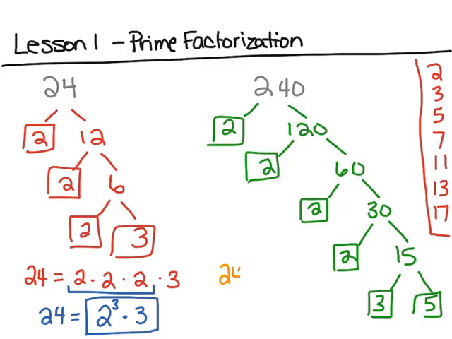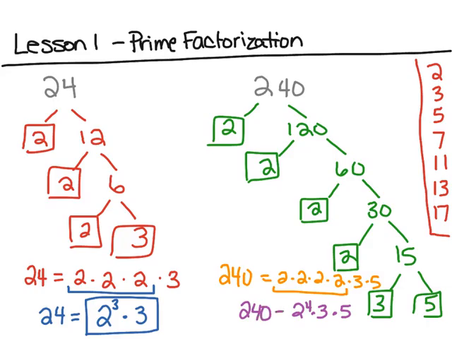So 240 is equal to 2 times 2 times 2 times 2 times 3 times 5. We have 4 2's, so we're going to write it as 2 to the power of 4 multiplied by 3 multiplied by 5. So that is its prime factorization.